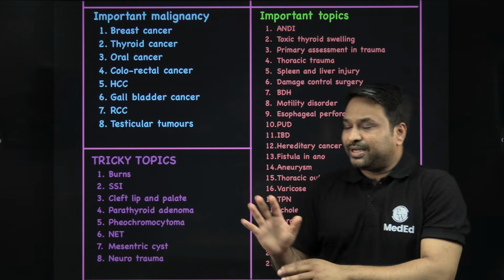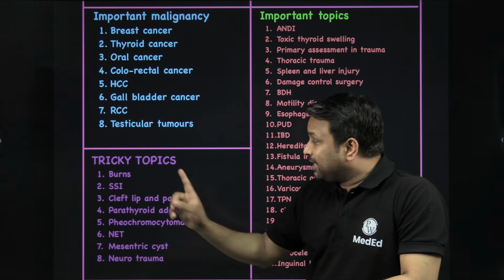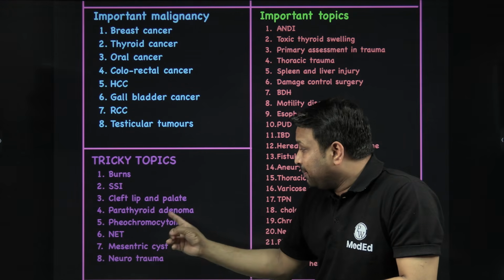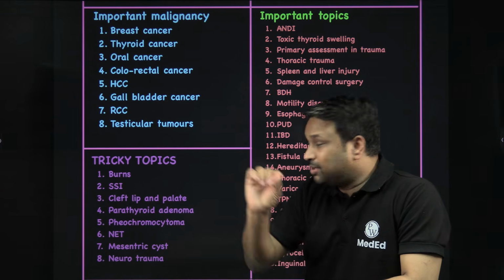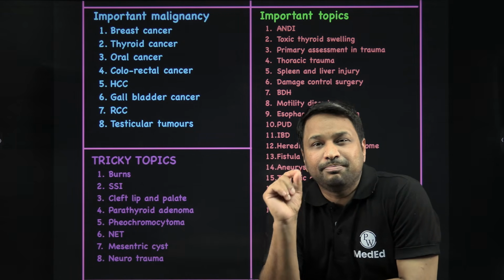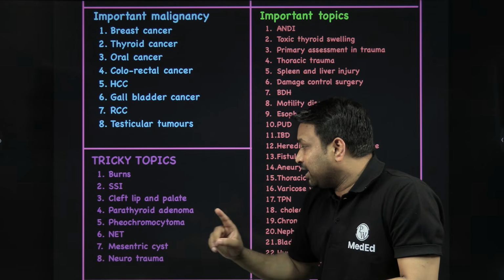Now, in the tricky topics, usually they will ask you in depth about burns, surgical site infection, cleft lip and palate, repair criteria, parathyroid adenomas, from the diagnosis to the management, and most importantly, the investigation of choice. It is going to be the sestamibi scan. The best is going to be 4D CT. Do not forget about it.